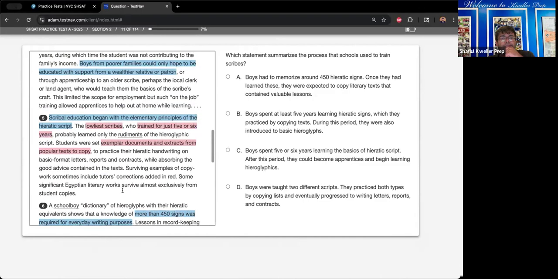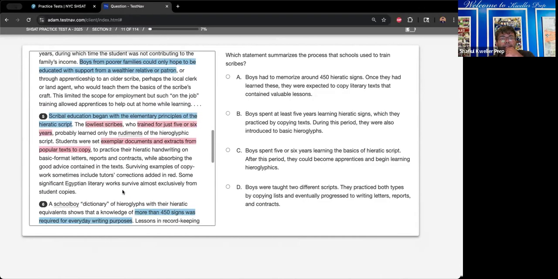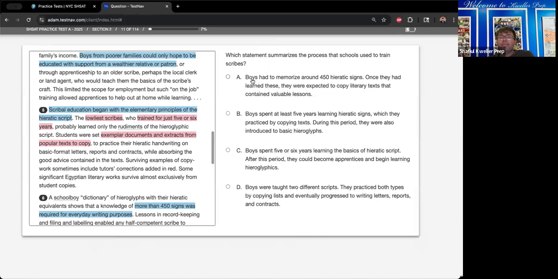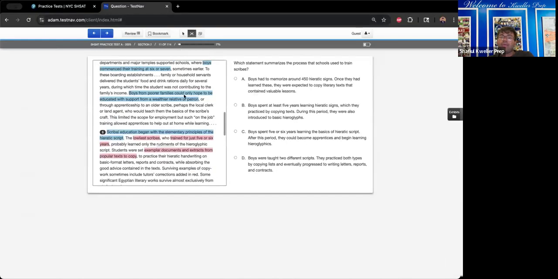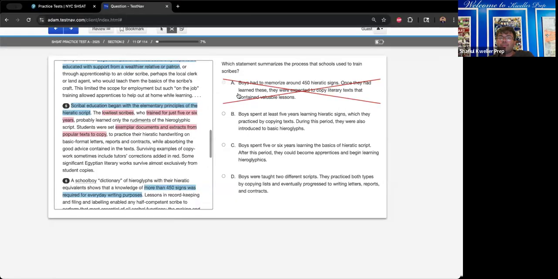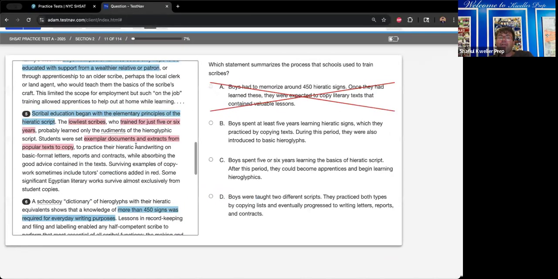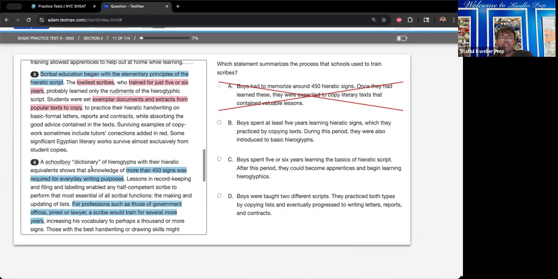Okay. Boys had to memorize around 450 hieratic signs. Once they had learned these, they were expected to copy literary texts that contained valuable lessons. We can rule this out. One reason why is because it says boys had to memorize around 450 hieratic signs. Here, it says a knowledge of more than 450 signs was required for everyday writing purposes. This doesn't mean that they had to memorize it.